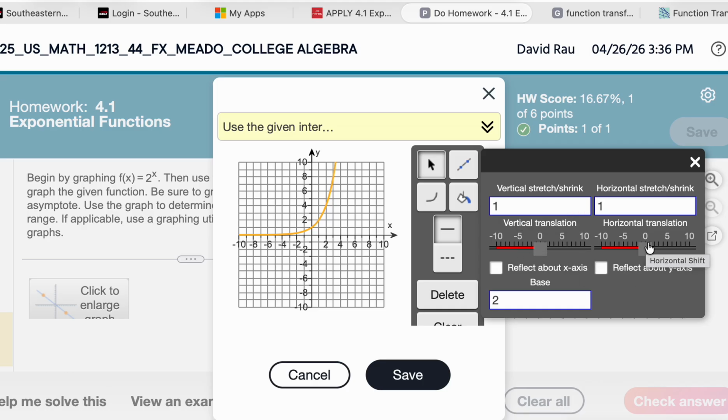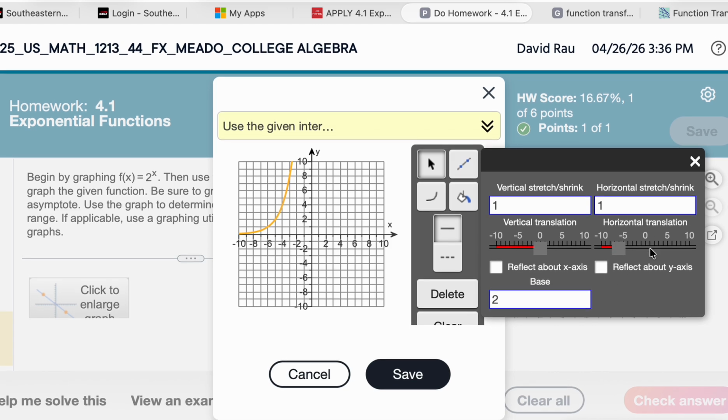And then what did I do? Did I translate it vertically or horizontally? And we said that this graph went left 6. And so you can even just kind of hover over that and see that. Also, did it reflect at all? I'm just checking those. It didn't reflect, but just be cautious of that.